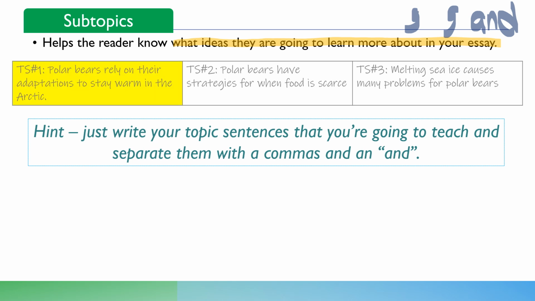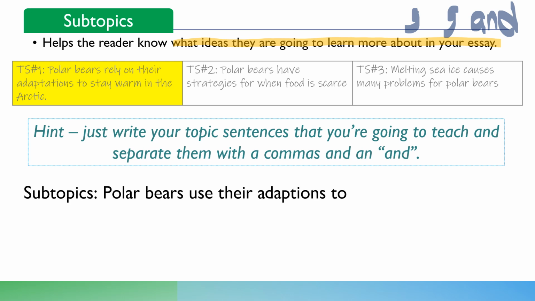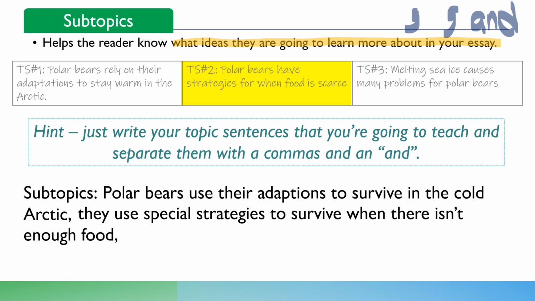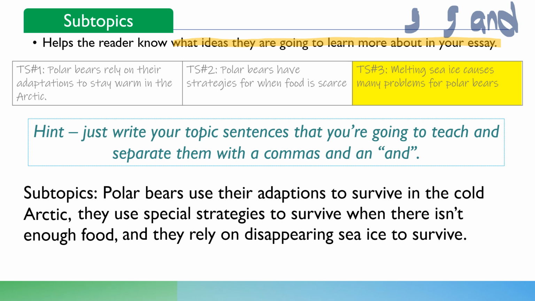First, I have my first topic sentence about polar bears relying on their adaptations. And then I literally just write it. Polar bears use their adaptations to survive in the cold Arctic. And then I end it with a comma. Then I move on to my next topic sentence idea. Polar bears have strategies for when food is scarce. And I record that thinking. And I put a comma. I look at my third topic sentence idea. I write and then I include that information and end the sentence.